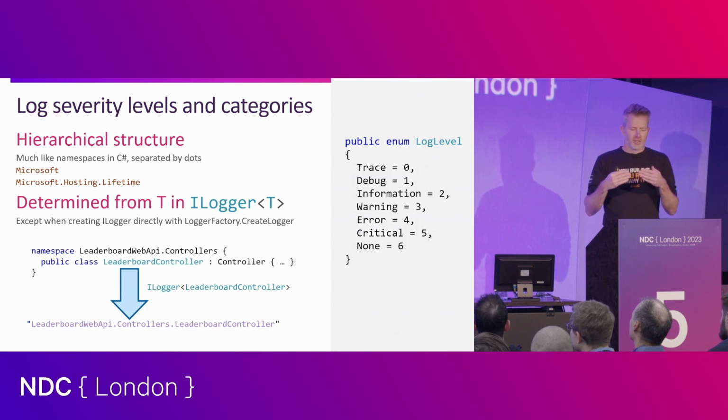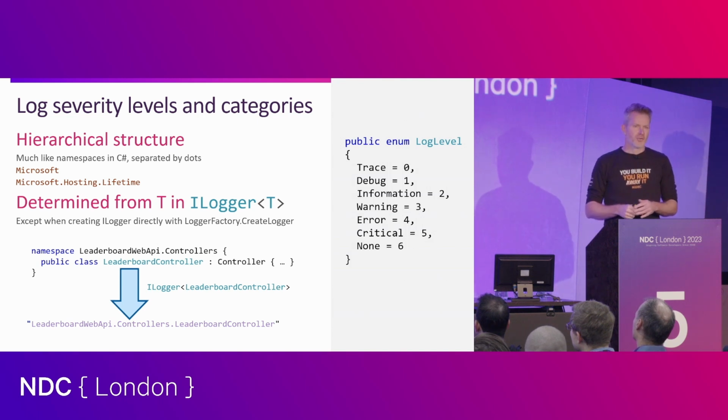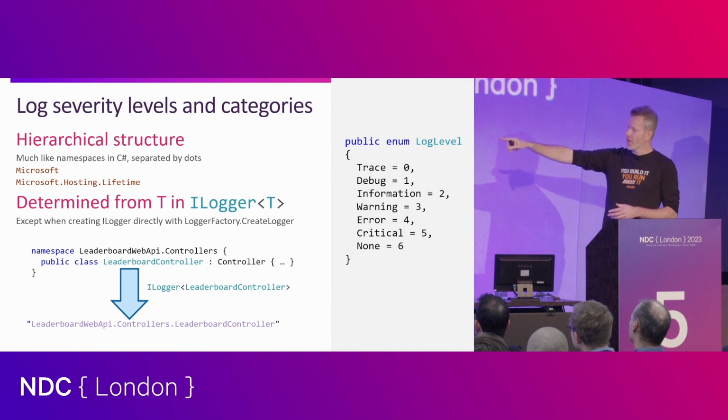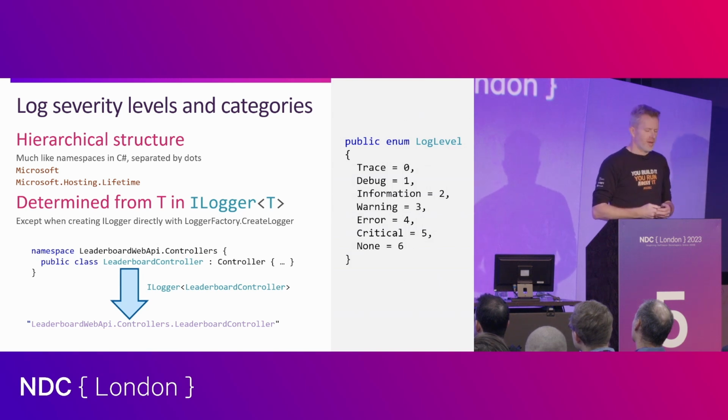The string for the category with the separation with dots is determined if you use the ILogger of T from the namespace and the class name or the type name. So you see that if you have a namespace with the web API controllers and you have a class LeaderboardController, that will be your category. And you can choose at what level you want to specify what the severity level is and for which providers it's configured how.